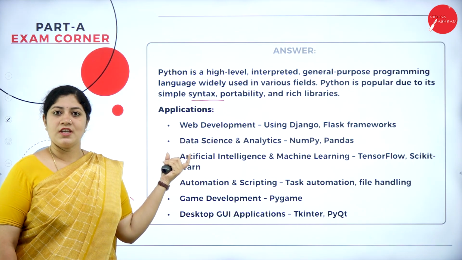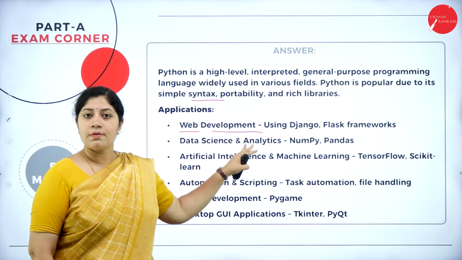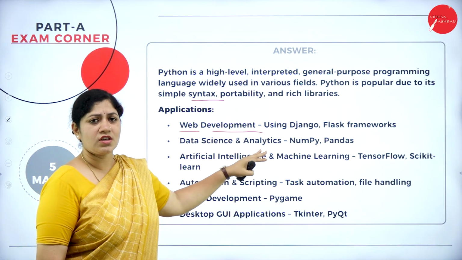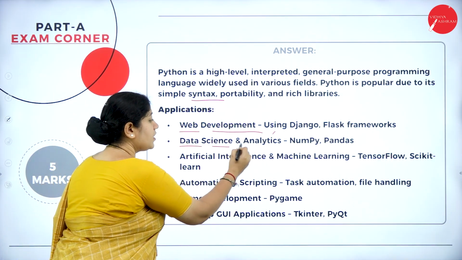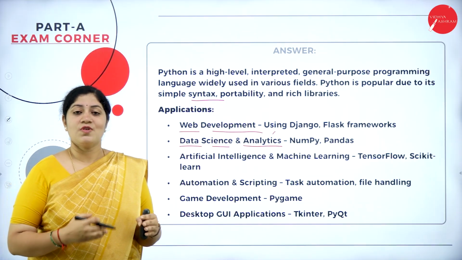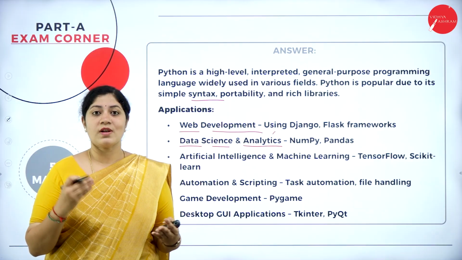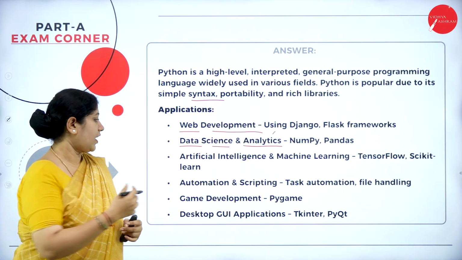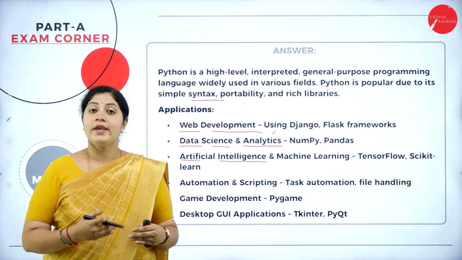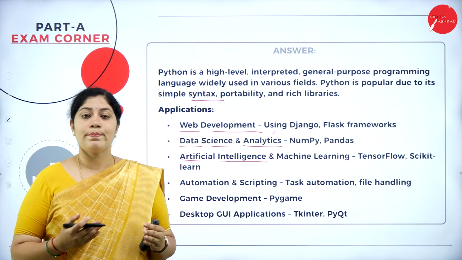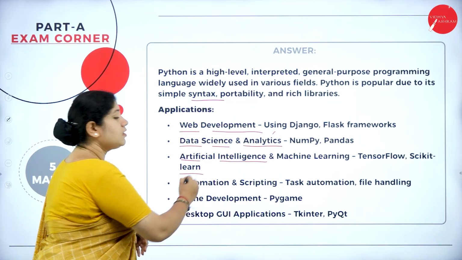With respect to applications, the first application we have considered is web development. So the web development is possible by using various frameworks like Django as well as Flask. Up next, it is also used for data science as well as analytics. Yes, we can go with data science as well as analytics by using the NumPy as well as the Pandas library set. Alright, the next application, yes, definitely the AI and ML application. So the AI is possible by Python with the support of TensorFlow as well as scikit-learn libraries.